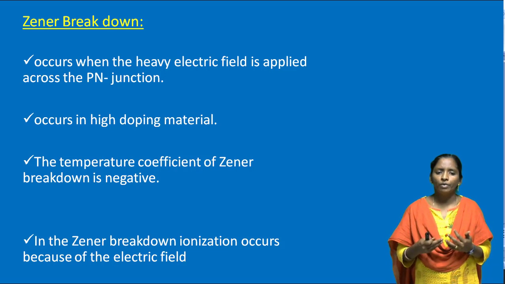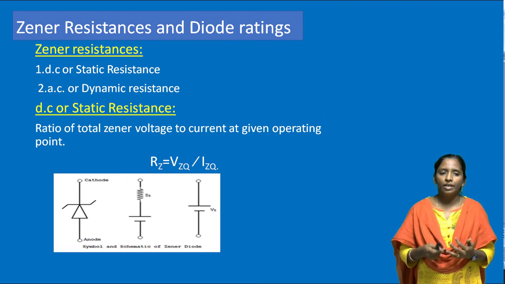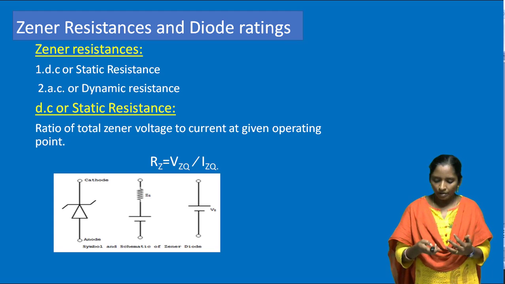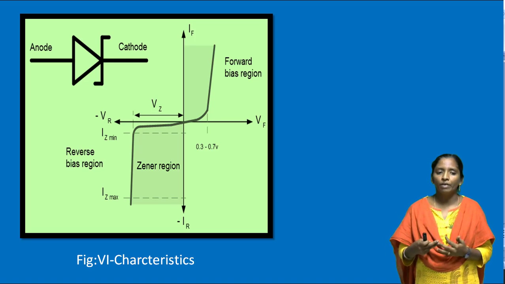In the Zener breakdown, ionization occurs because of the electric field. That means recombination of charge carriers occurs due to the electric field. But in avalanche breakdown, recombination occurs due to flow of electrons. So these two mechanisms occur in the PN junction diode. If you observe the VI characteristics of the PN junction diode, before the VZ, that means the Zener voltage, the breakdown that occurs is known as avalanche breakdown.